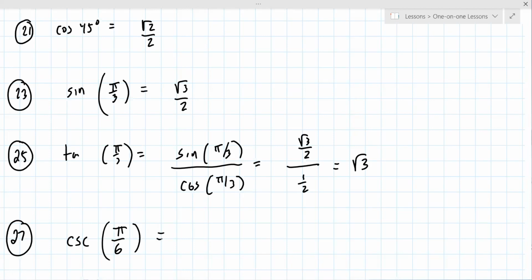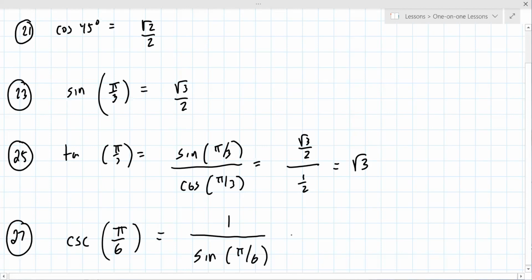So 27 is the cosecant of pi over 6. That is the same as 1 over the sine of pi over 6. The sine of pi over 6 is a value from the table. It is 30 degrees. It is 1/2. 1 over 1/2 is 2. Ah, that's simple enough.